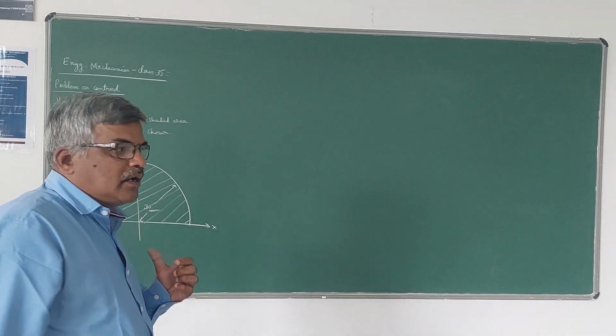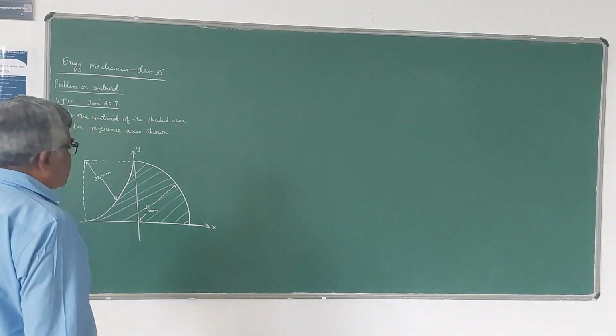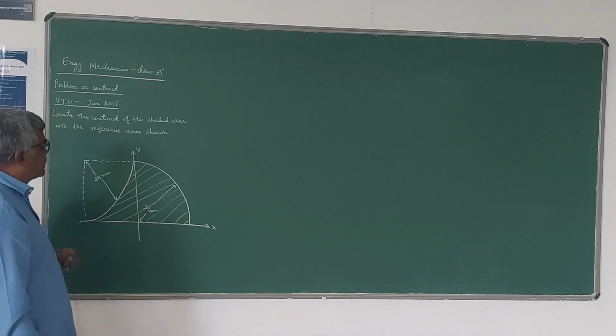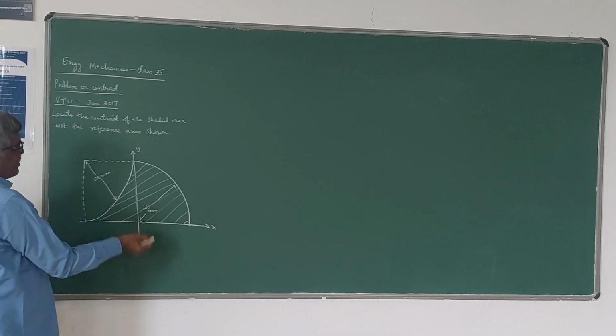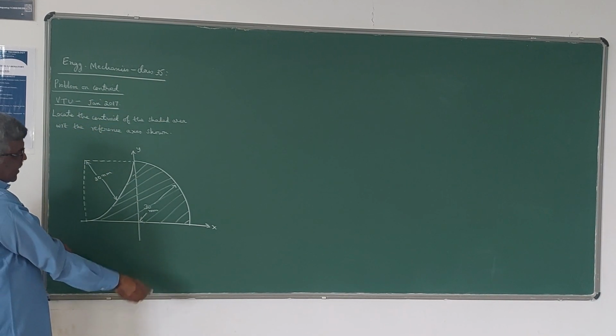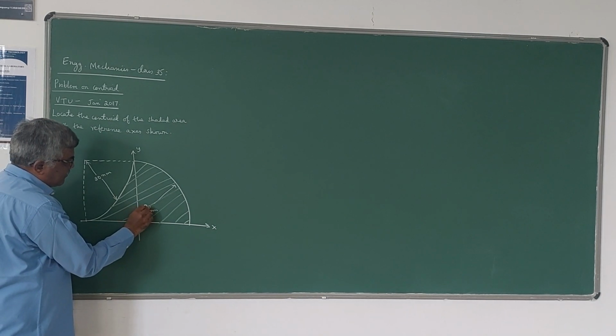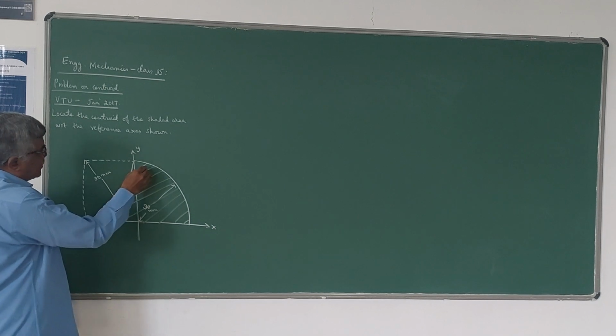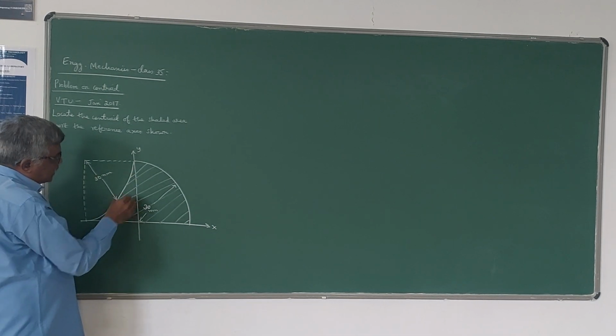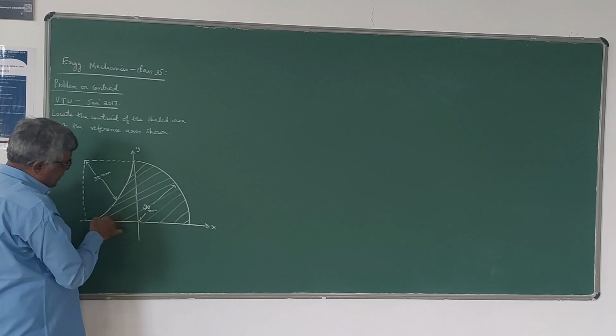Let us solve a problem on location of center of the composite section. This is MTU question paper problem, January 2017. So the diagram is given like this. In this composite section, we have to locate the center of this shaded region.